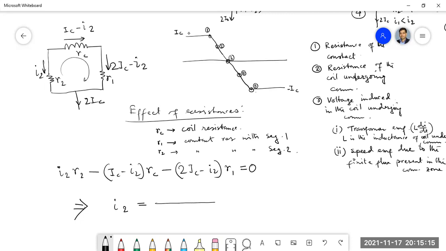Sir, IC into, within parenthesis, 2R1 plus RC, divided by R1 plus R2 plus RC. Yes, 2R1 plus RC, divided by R1 plus R2 plus RC. Is it okay? Everyone is getting it like this?